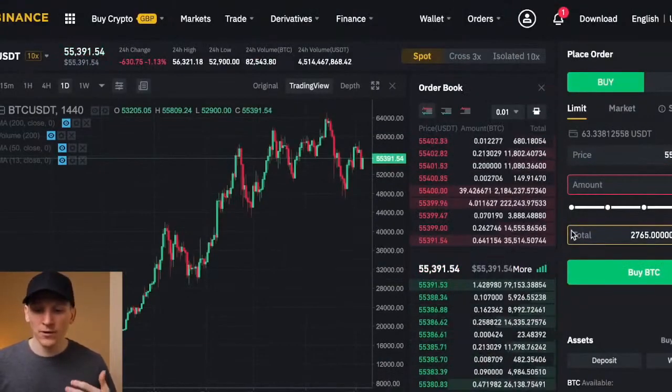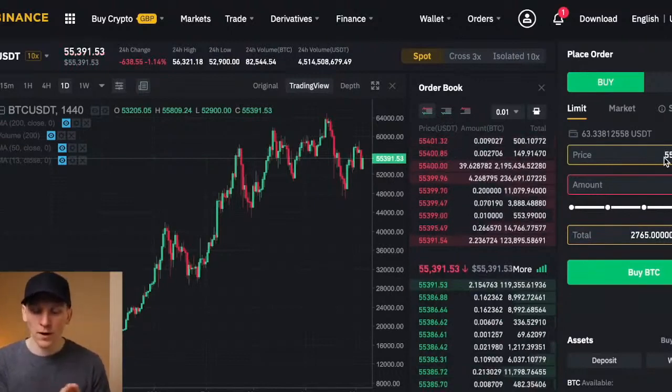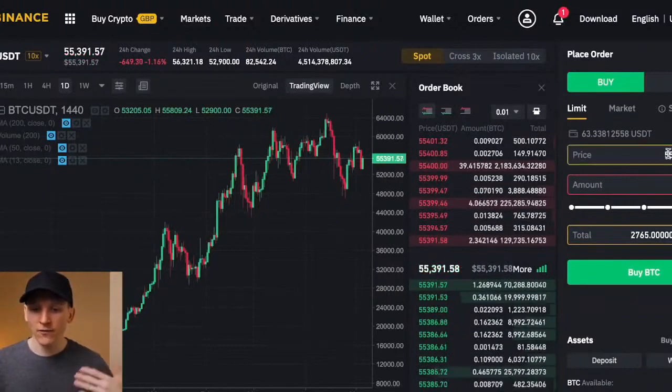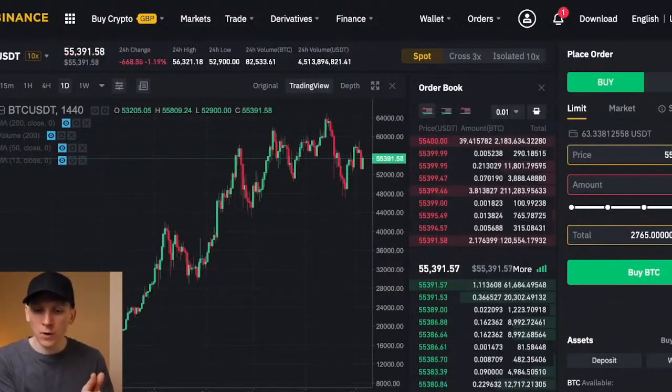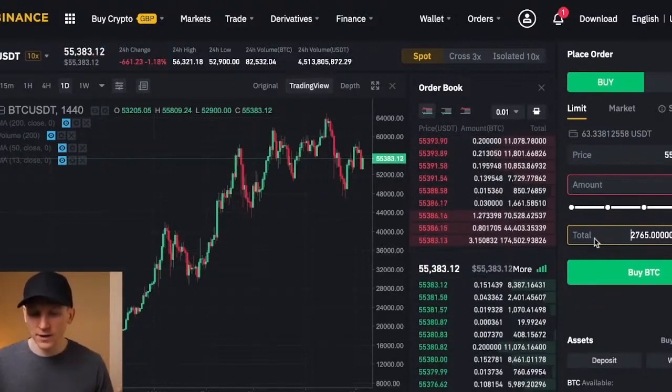Also important to note that 55,300, we always quote in one whole Bitcoin or one whole asset. So it's not 55,300 for half a Bitcoin, it's 55,300 for one Bitcoin, and then you are only trading 0.05, and so you can see it does that calculation for you.